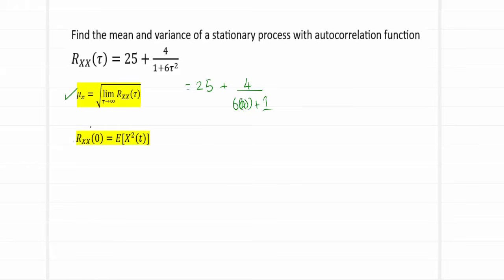So what will happen? This infinity times 6 and this plus 1, everything in the denominator will now move to infinity.